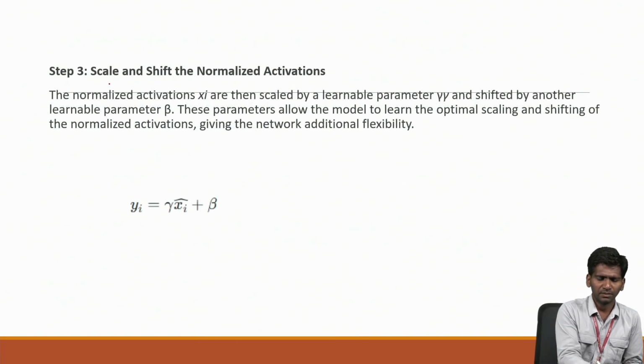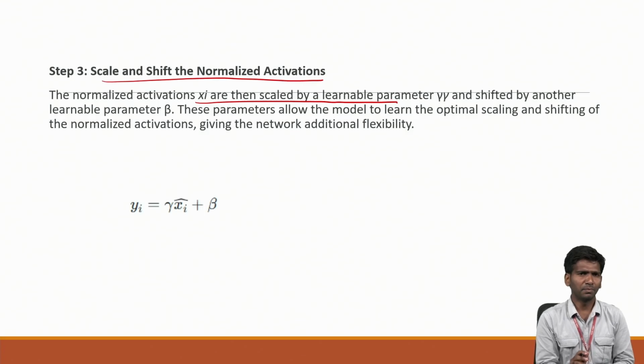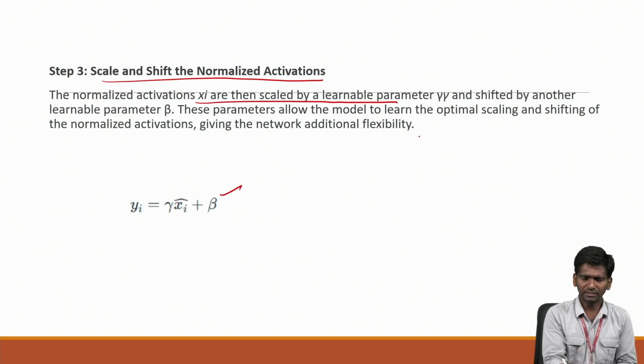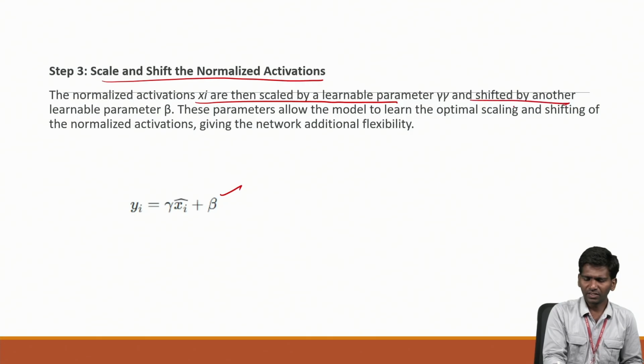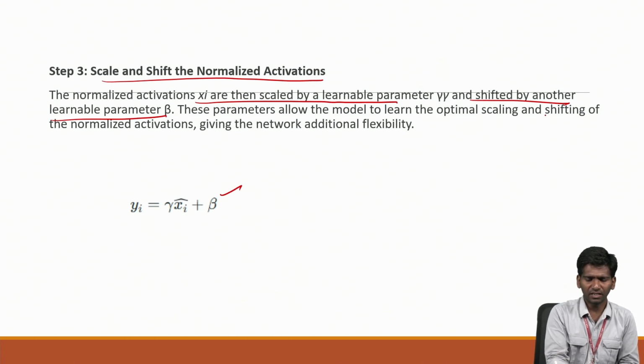In the third step, we scale and shift the normalized activations. What do we actually do here? The normalized activations xi are scaled by a learnable parameter gamma and shifted by another learnable parameter beta. So different learnable parameters are considered here, if you observe.